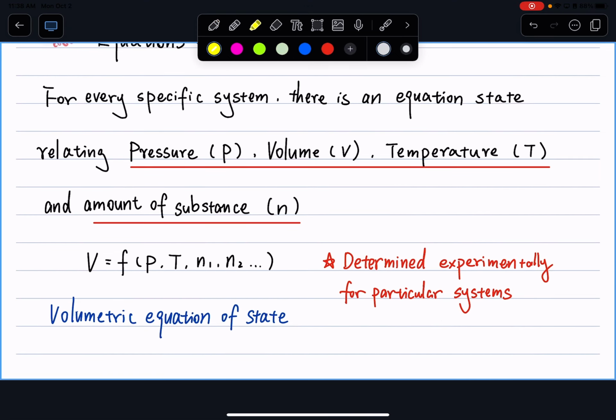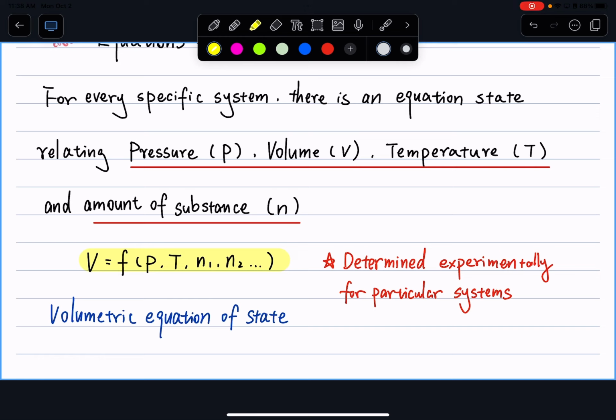If we're looking at the volumetric version of equations of state, we're representing the volume of that system as a function of pressure, temperature, number of moles, and so on. That's called the volumetric equation of state. You have different versions, of course. You can have the pressure version, where pressure is a function of volume, temperature, and number of moles, but they're effectively related to each other.